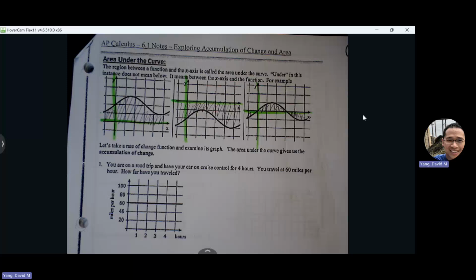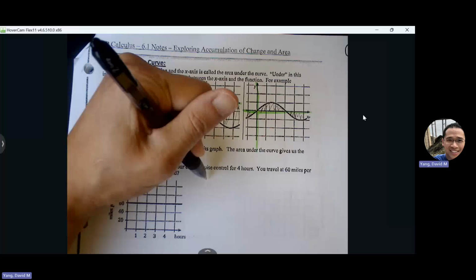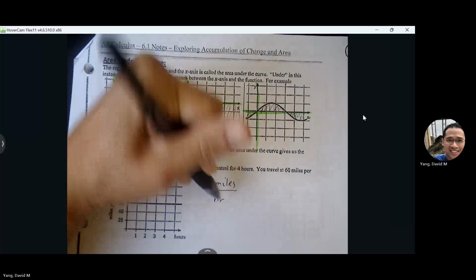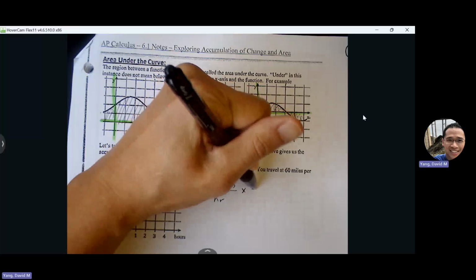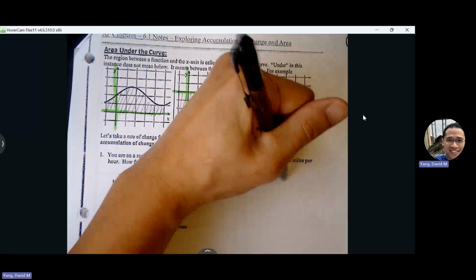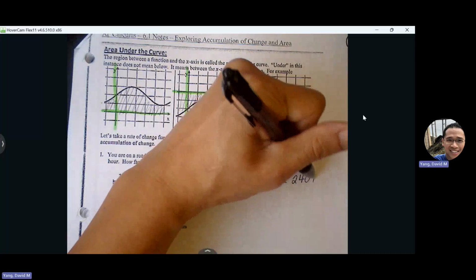So let's take a rate of change function and examine its graph. The area under the curve gives us the accumulation of change. So let's say you're on a road trip and you have the car on cruise control for 4 hours. You travel 60 miles per hour. How far have you traveled? Well, if you travel 60 miles per hour over a 4-hour period, the hour units will cancel out and you're left with 240 miles.